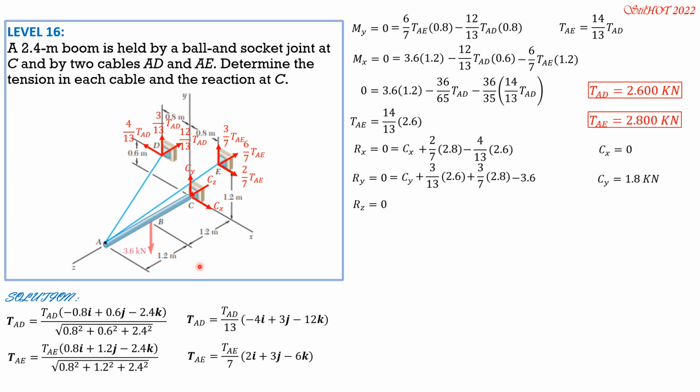Then summation of forces along Z equals 0. So we have Cz, then minus 12 over 13 of tension AD, which is 2.6, minus 6 over 7 of tension AE, which is 2.8. So solving, Cz is equal to 4.8 kilonewtons. Therefore, the reaction at C in vector form is quantity 1.8J plus 4.8K kilonewtons. So that's it for this problem.